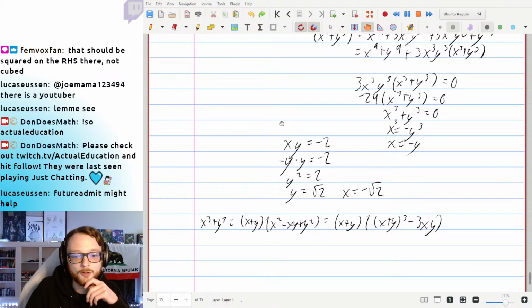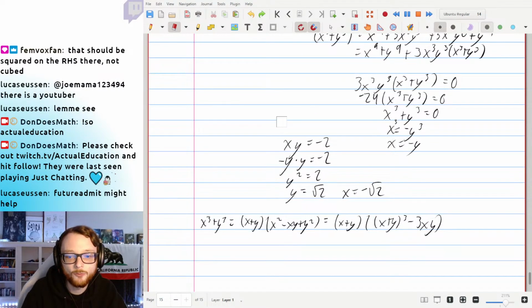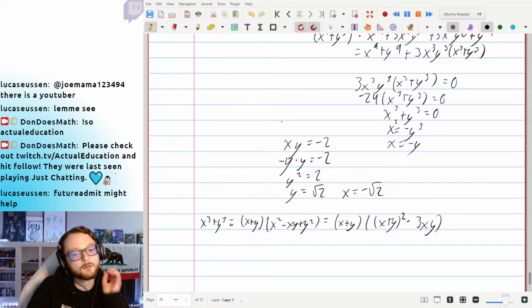Squared on the right hand side, not cubed. That seems okay to me, then, I think. Yeah. Did he write squared? No, he wrote cubed. Okay, so that's just a typo.